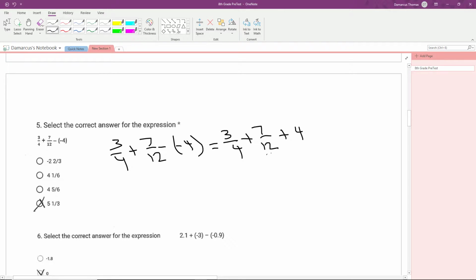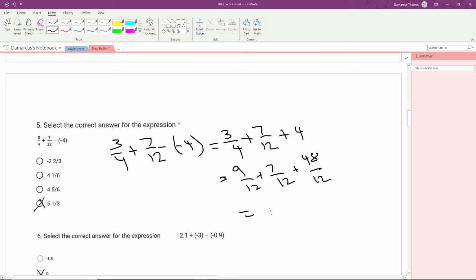So this time I'm going to multiply the top and bottom by 4 here to get 12. Actually, top and bottom by 3 to get 12 on the bottom. Let's multiply the top and bottom by 3. You get 9/12. This stays the same, 7/12. And this time I need to have a 12 in the bottom. So I actually got to multiply the top and bottom by 12. So it's actually going to be 4 times 12 is 48. And then over 12. And now I can just keep going.